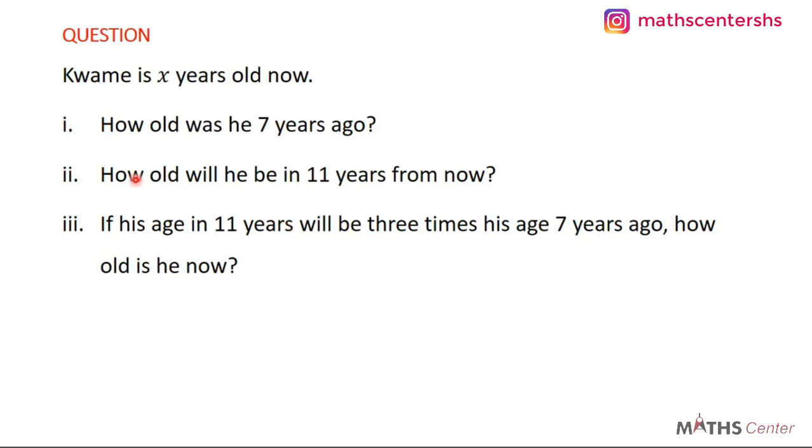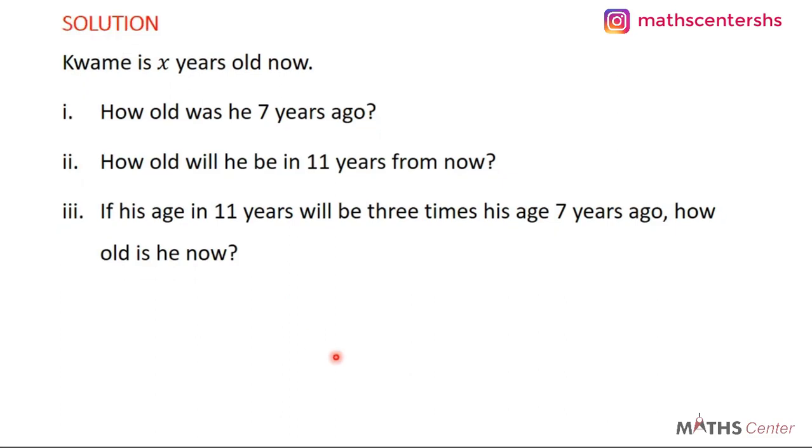In the same way, if Kwame is x years old now, 7 years ago, he was x minus 7 years old. Is that clear? If he is x years old now, if you want his age 7 years ago, you have to subtract 7 from his age now, which is x. So it means that 7 years ago, he was x minus 7 years. I hope that is clear. Let's move on to the next part.